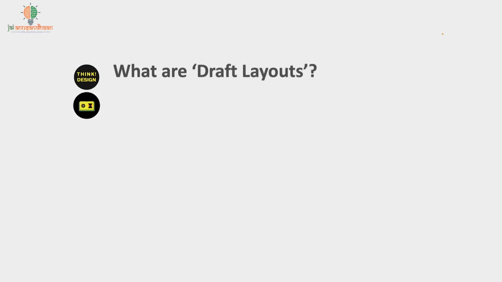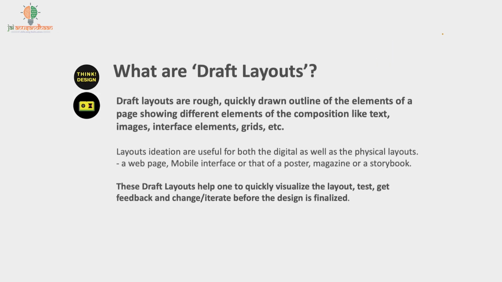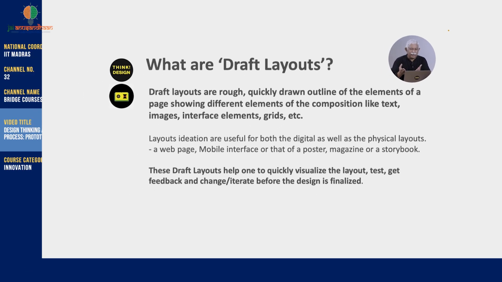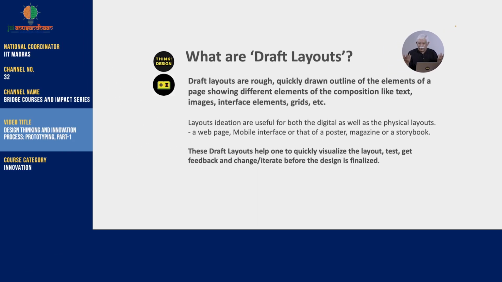And what are draft layouts? These are again very rough, quickly drawn outlines of the elements of a page, showing different elements of the composition like text, images, interface elements if it is digital, grids, etc., which allow you to compose the whole thing. It can be used for both digital as well as physical layouts, whether it's a web page or a mobile interface, or you're making a poster or a magazine or a storybook.